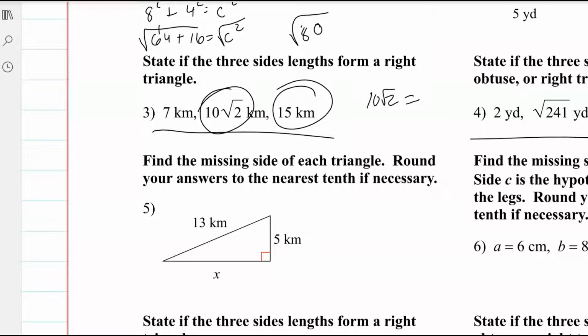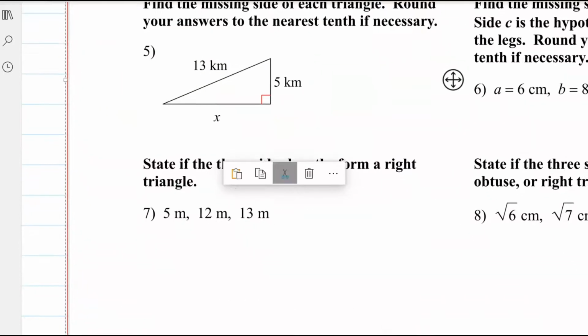This one here, let's take a look. Calculator, 10 radical 2 is 14.14 blah blah blah. So it turns out 15 is your C. You do the same thing. The big thing here is when you take 10 radical 2 and you square it, you're going to get 10 times 10, which is 100, and you're going to get radical 2 times radical 2, which is 2. So that whole thing is actually 200. You just want to be careful there.